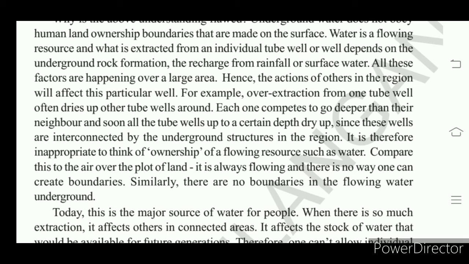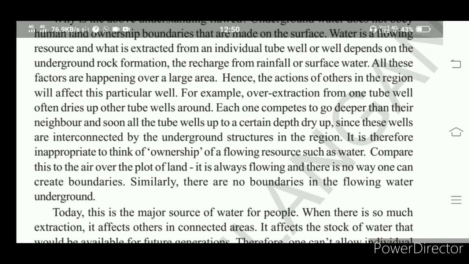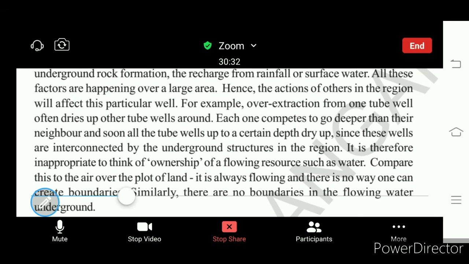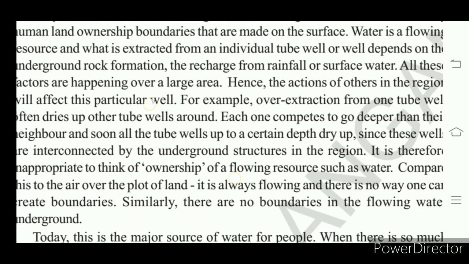Understand? So what I want to say is that the law which is allowing individuals to have ownership rights on land and also on water is inappropriate. Understand? Right? This is the water point you need to understand here.